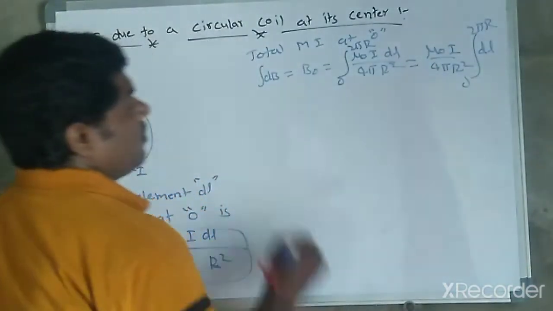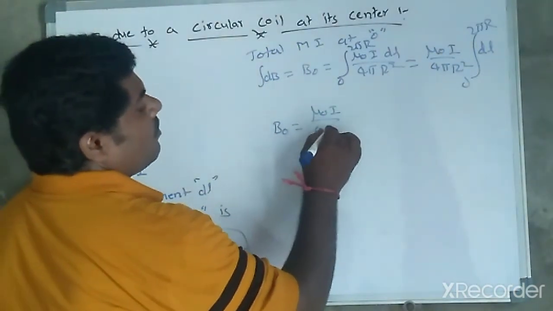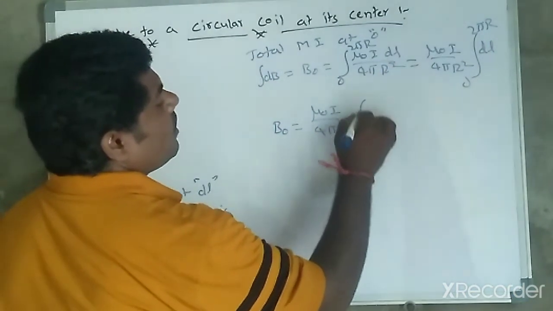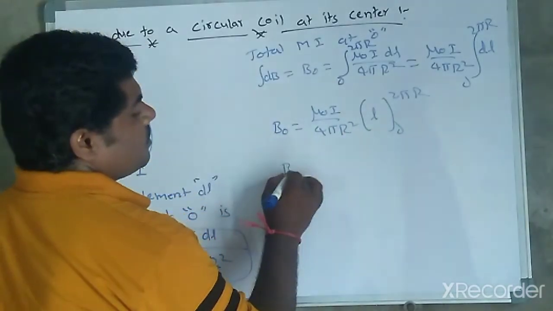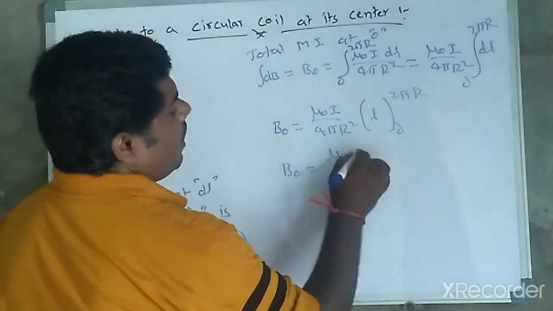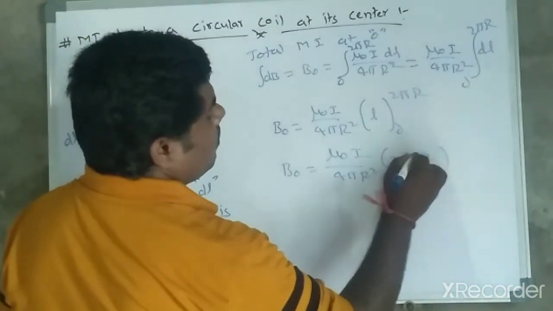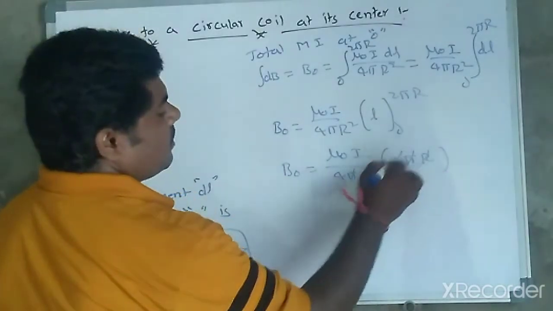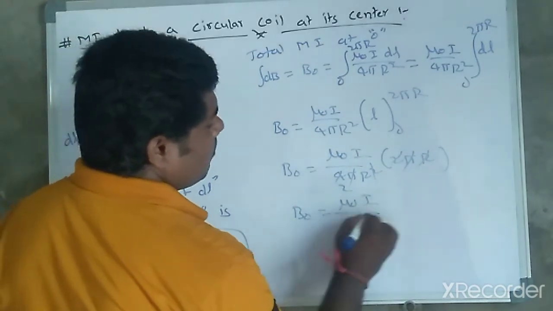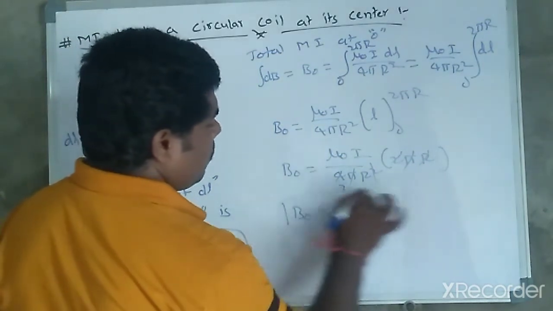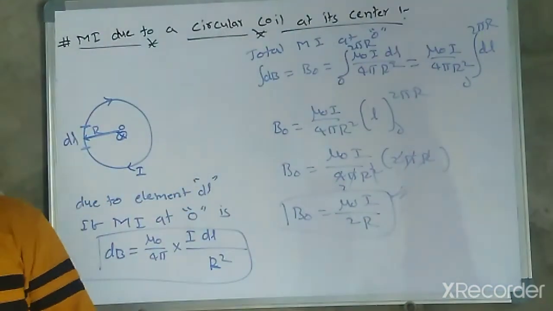Here dl is the only variable, so B naught is equal to mu naught I divided by 4 pi r square into integral dl, nothing but L, 0 to 2 pi r, higher limit minus lower limit. That is mu naught I divided by 4 pi r square into 2 pi r. One r gets cancelled, one pi cancels, and this is the 2. So here B naught is equal to mu naught I divided by 2r. This is a very important formula while doing the numerical part.